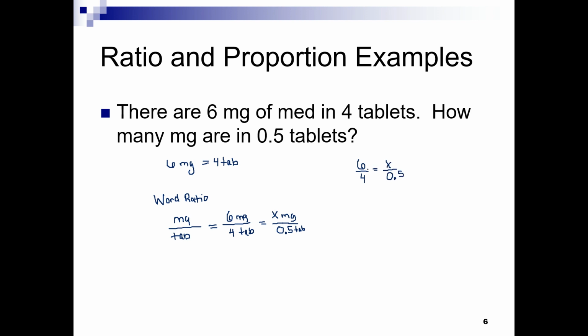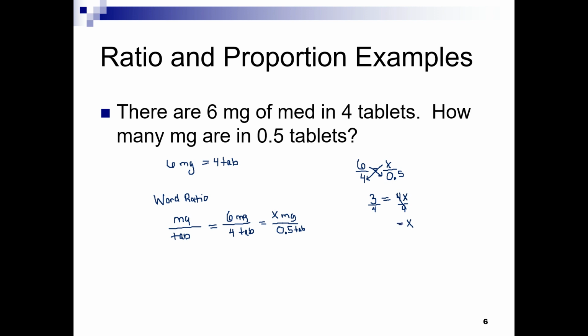And I'm going to solve with the cross product. So I'll multiply on this first diagonal 6 times 0.5, and that gives me a value of 3. Put an equal sign. Multiply on my second diagonal, 4 times x is 4x. And then to finish out, I will divide by 4 to get the x by itself, getting that coefficient for the x to be 1.